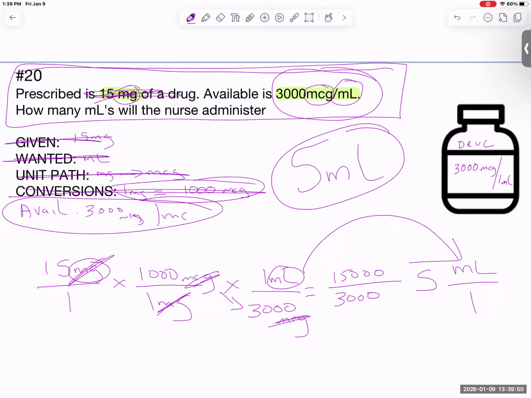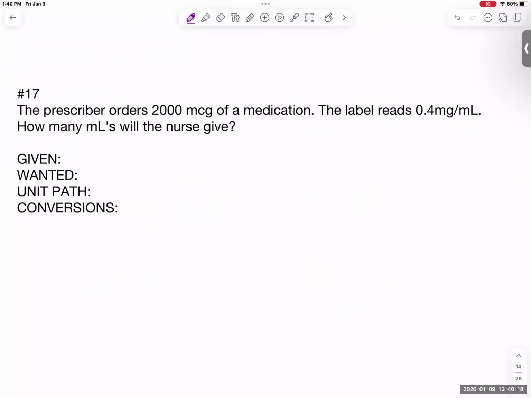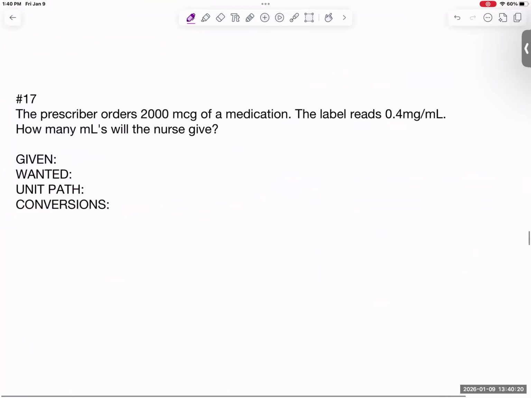Do you guys know that abbreviation, PO? Yes, PO. So the doctor would say, give 15 milligrams of this drug, PO, every 8 hours, or 15 milligrams IV, in the vein, every 6 hours. So that's how you would know what type of med and how you're going to give it. But this answer is absolutely, the nurse will give 5 milliliters. Love it. All right.